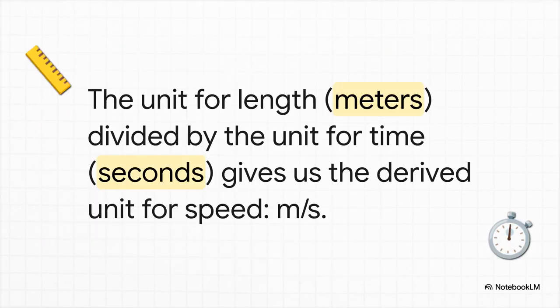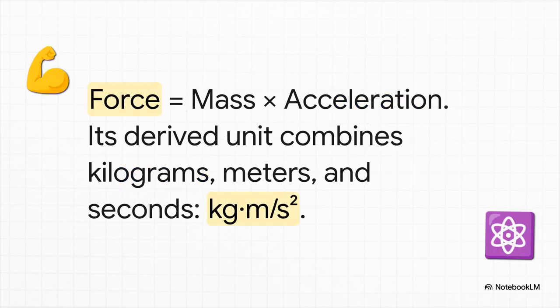We literally just combine the units of the parts. So the unit for length, that's meters. Divide that by the unit for time, which is seconds. And boom, meters per second. That's our new derived unit for speed. Simple as that. And this works for way more complex stuff, too. Take force. Force is just mass times acceleration. So what do we do? We just combine the units. We take the kilogram for mass, and we multiply it by the units for acceleration, which happens to be meters per second squared. See? It's just like building a more complicated word from our very simple alphabet.